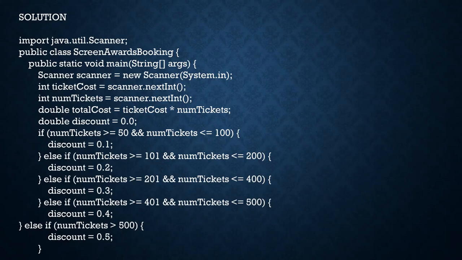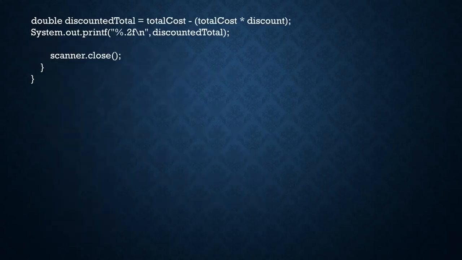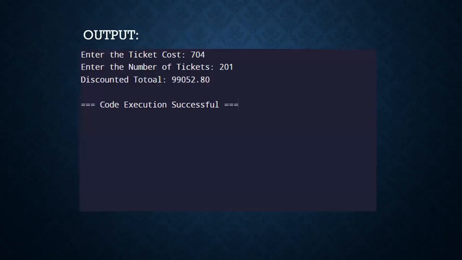So this can be done basically using the if-else conditions. The condition that they have given is if the number of tickets is greater than 50 and less than 100, they are giving 10% discount. If the number of tickets is greater than 101 and less than 200, they are giving 20% discount. Like this, if they book greater than 500 tickets, they are giving a 5% discount. Next slide. So the discount price is calculated using the total cost into the discount minus total cost. The number of tickets entered here is 704 and the number of tickets is 201. So the discounted price is 99,052. Thank you, ma'am.